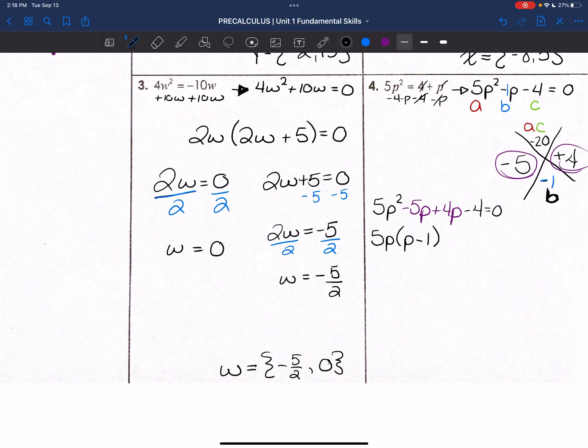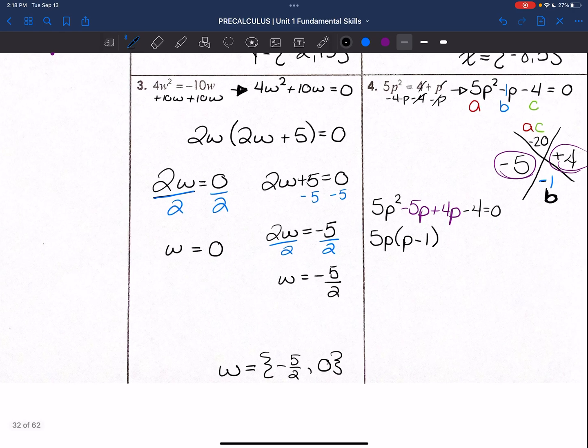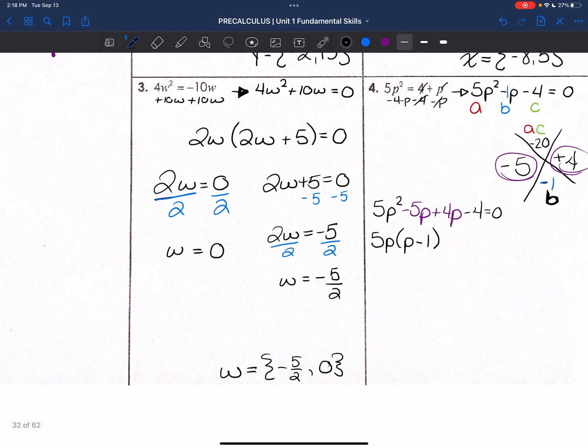From our second group, what would be the GCF? From our second group, we have a GCF of 4. And inside, divide out a 4 from the first term, all that's left is a P. Divide a 4 out of -4, and that's a -1. So one of our factors is the P minus 1. The other factor is 5P plus 4. Both of those are multiplying and equals 0.